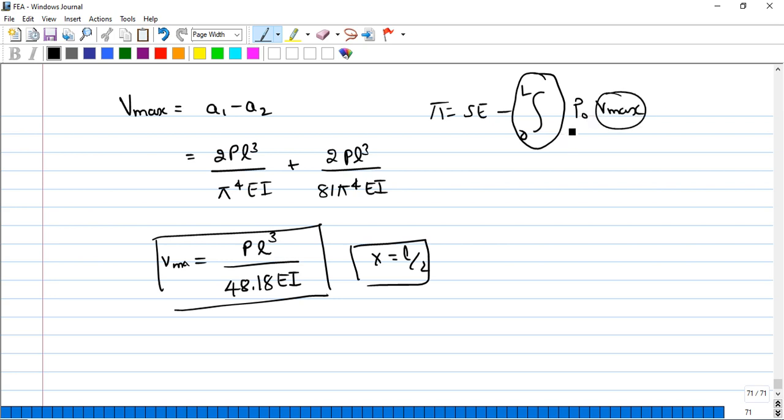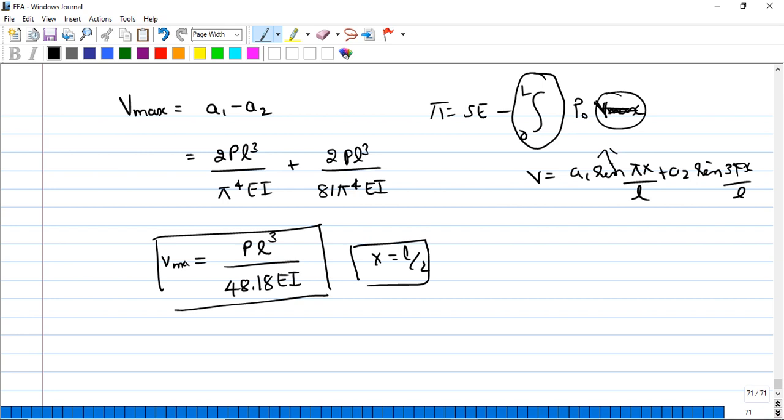So what will be Vmax? Or rather P naught into V, not Vmax here, since it is not a point load. So V will be a1 sine pi x by L plus a2 sine 3 pi x by L. Again you need to find the integration of sine pi x by L and sine 3 pi x by L. Please understand, based on the applied load our equation will also change, it will not remain the same.